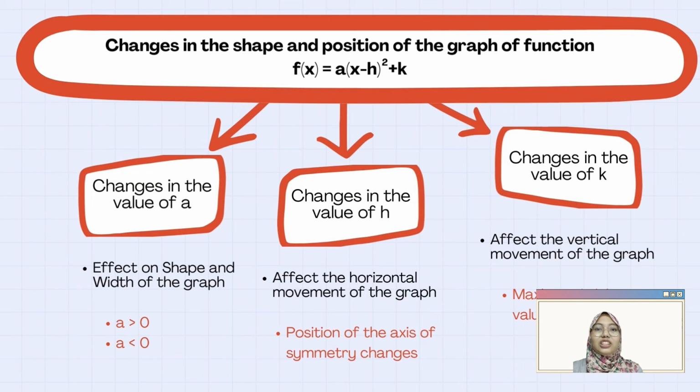Now, changes in the shape and position of the graph of a quadratic function in vertex form. First, changes in the value of constant a will affect the shape and width of the graph. Secondly, changes in the value of constant h will affect the horizontal movement of the graph and thus change the position of the axis of symmetry. Finally, changes in the value of k will affect the vertical movement of the graph and thus change the maximum and minimum value of the graph.